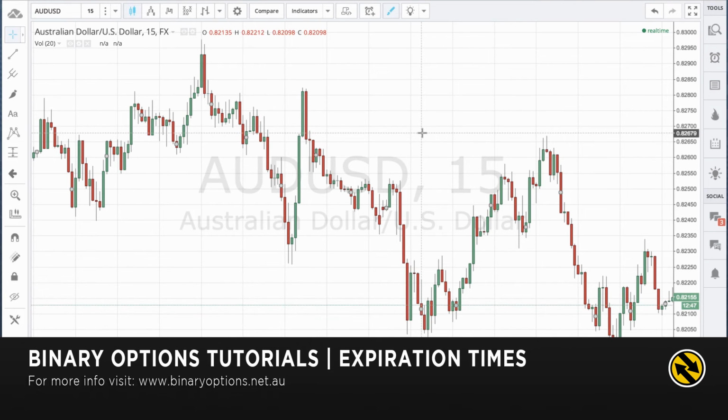Okay, so I've opened up the AUD USD 15-minute time chart in TradingView. And if we were to be trading binary options and we opened up this chart, this is what we'd actually see on the default zoom level. And you can't really tell too much. It sort of looks like a bit of a sideways market. There's some ups and downs here.